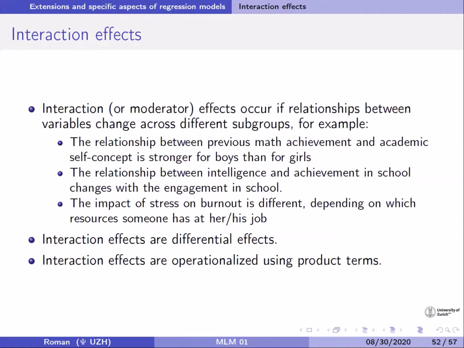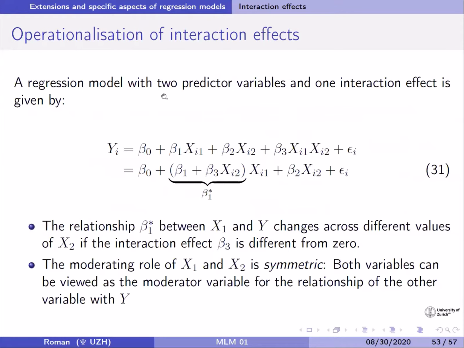Interaction effects are differential effects, and interaction effects are operationalized using product terms. So let's say we have 2 predictor variables and 1 interaction effect is included. So we have our main effects, B1 on X1, B2 on X2, and then B3 on the product term, which is X1 times X2. Another way to formulate this is given below.